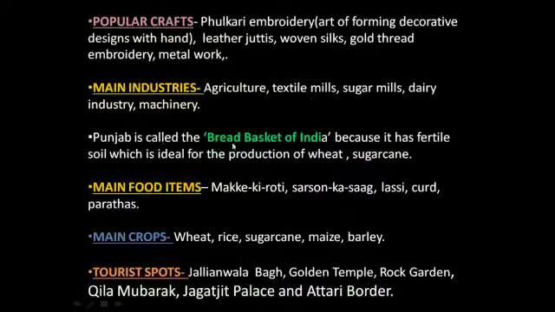Punjab is called the breadbasket of India because it has fertile soil which is ideal, meaning good, for the production of wheat and sugarcane. The main food items here are makke ki roti, sarson ka saag, lassi, curd and parathas. The main crops grown in the state are wheat, rice, sugarcane, maize and barley. Tourist spots of the state are Jallianwala Bagh, Golden Temple, Rock Garden, Kila Mubarak, Jagjit Palace and Atari Border.